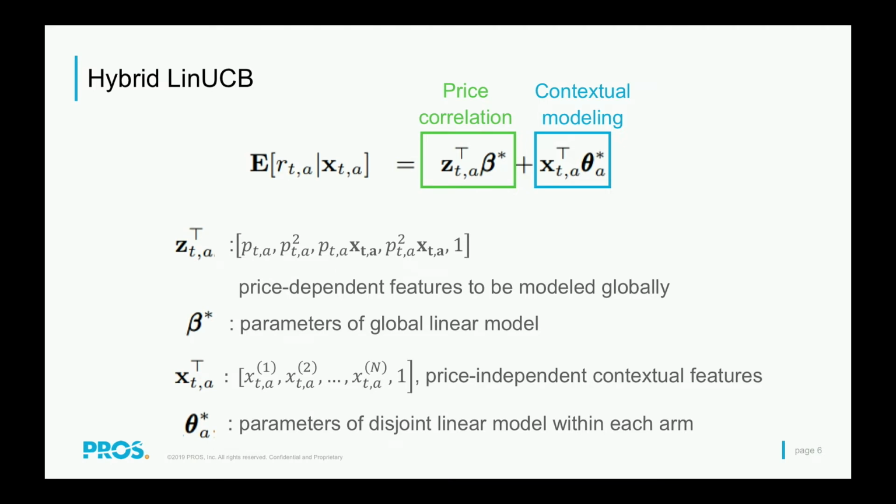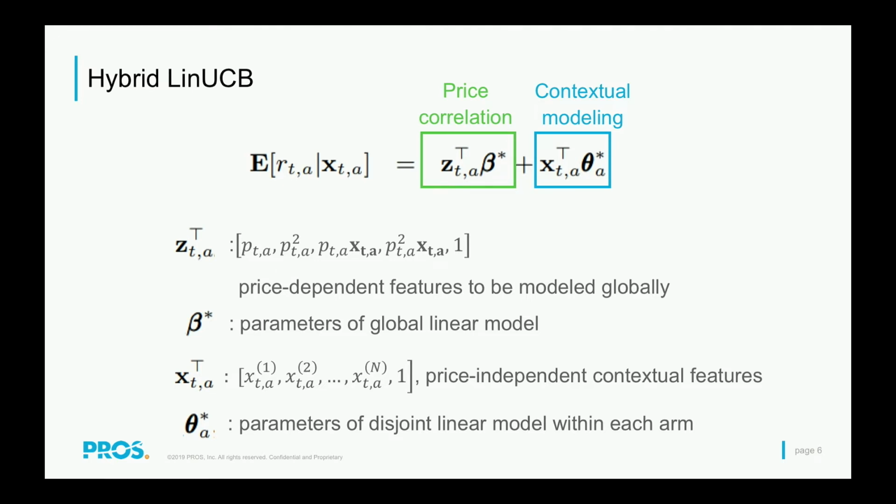And then you can see here, there's a global term of context Z. So this is some global feature set, and beta is the global parameter to be learned across all the arms. And the X are the price-independent features, and theta will be learned separately within each arm. And what's Z? Z are all these price-related features, the P and P squared. So we introduce a quadratic term to hopefully capture the first increasing and then decreasing trend as we increase price. So this is our model.